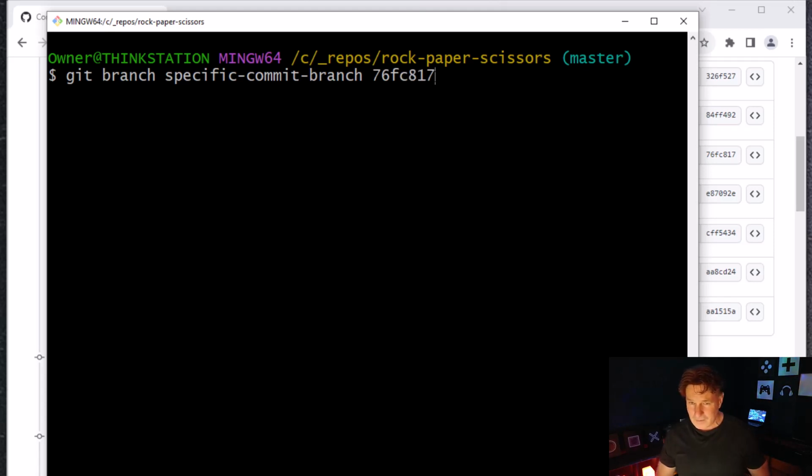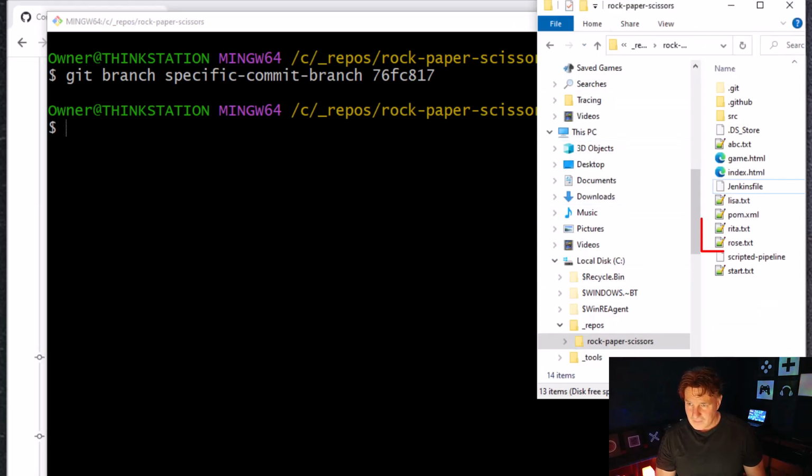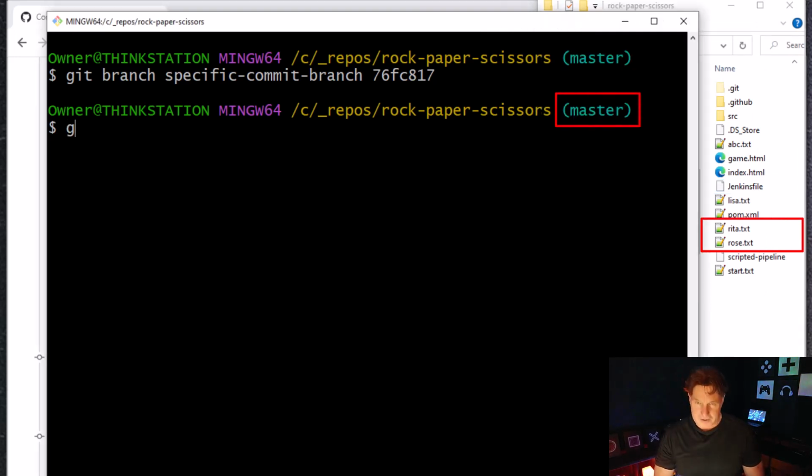76FC817 that we were going after. So I now create a branch that branches off at that specific commit. Now, if I look at my file system, Rita is still floating around. And that's because I'm actually still in the master branch. So I got to switch over there.